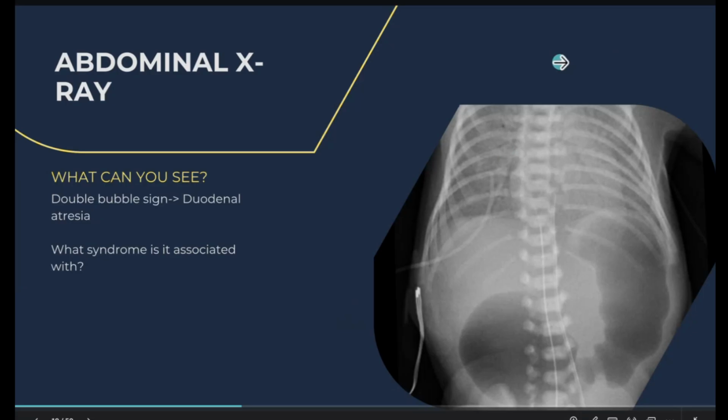So here we can see something slightly related. An abdominal X-ray, and I believe you can see the double bubble sign here, two bubbles, and this is usually associated with duodenal atresia. And we're bringing this here because sometimes the presentation can be slightly similar. But my main question is, what syndrome is most likely associated with duodenal atresia? Does anyone know?